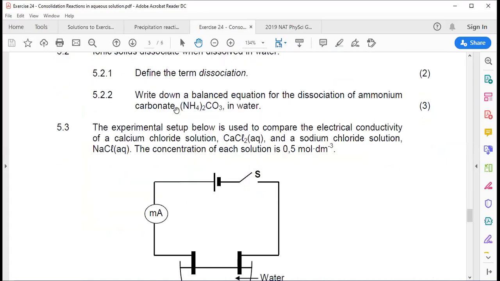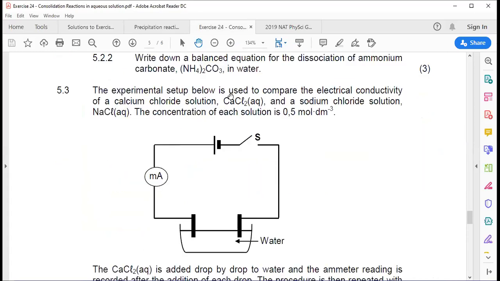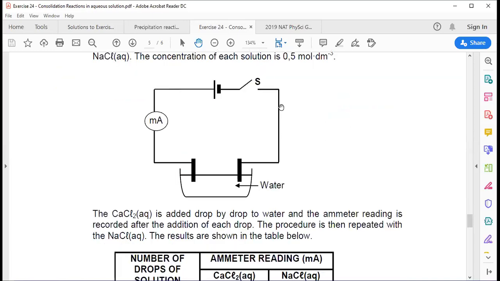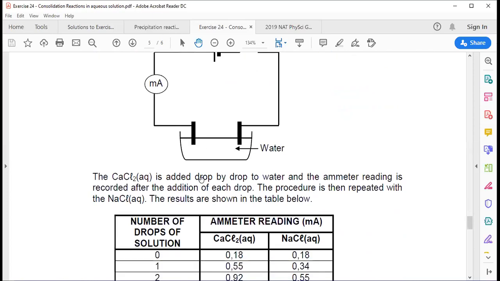The next question says, the experiment set up below is used to compare the electrical conductivity of a calcium chloride solution, CaCl2 aqueous, and a sodium chloride solution. The concentration of each solution is 0.5 mole per cubic decimeter. You've got your battery, an open switch, an ammeter to measure the current, and 2 electrodes dipped into the solution. The calcium chloride is added drop by drop to water, and the ammeter reading is recorded after the addition of each drop. The procedure is then repeated with the sodium chloride aqueous. The results are shown in the table below.